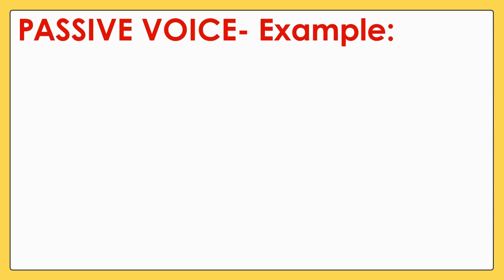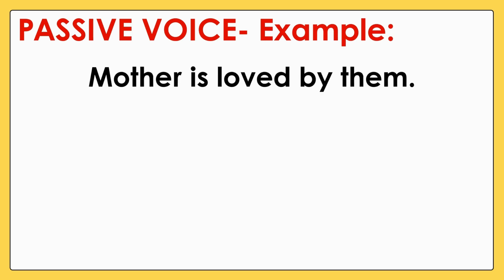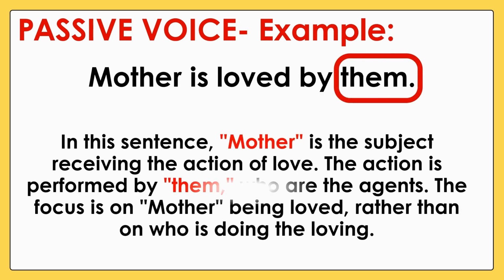Here's the second example. Mother is loved by them. In this sentence, the mother is the subject receiving the action of love. The action is performed by them, who are the agents or the doer of the action. The focus is on mother being loved rather than on who is doing the loving.